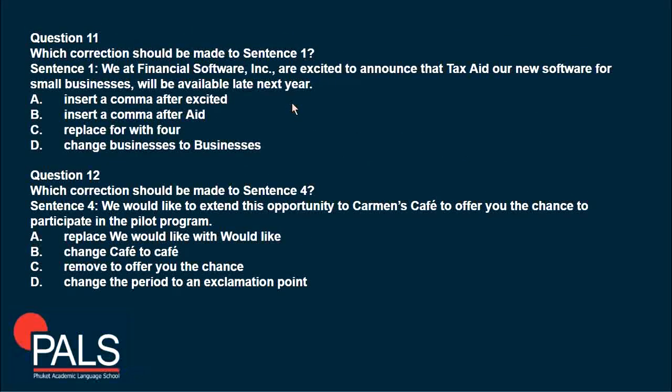Question 11. Which correction should be made to sentence 1? We at Financial Software Incorporated are excited to announce that Tax Aid, our new software for small businesses, will be available late next year. What do you think should be added there or replaced? Try to read it at a proper pace, and I think you will be able to get the answer correctly.